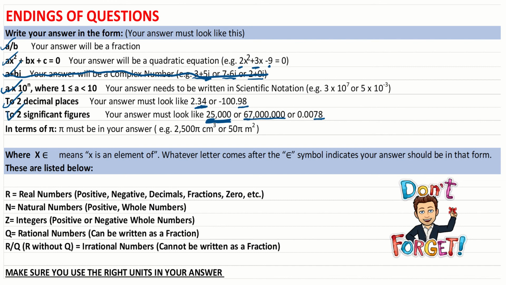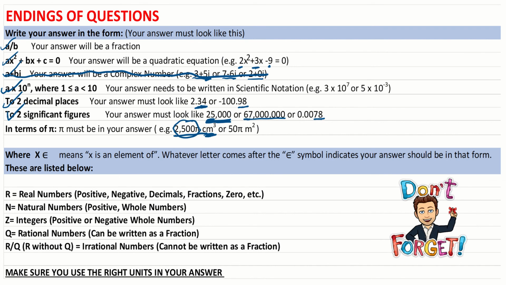The last one there, if they ask for your answers in terms of pi, and usually that's with volume or area, you should leave pi in your answer. So your answer could be 2,500 pi centimeters cubed. Remember your units at the end. But the key thing here is with your 2,500 pi, don't put that into your calculator. They want pi in your answer.